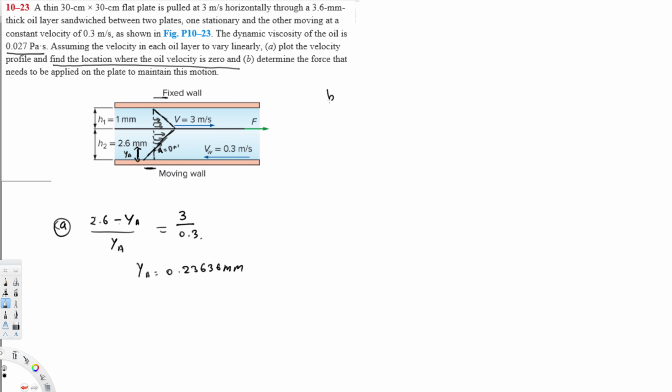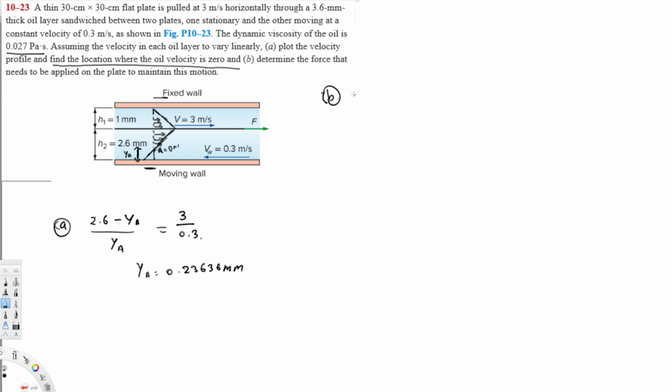Let's do the B part. They are asking to determine the force that needs to be applied on the plate to maintain this motion. To find this, I have to take the shear force in the upper direction and the shear force in the lower direction, and then combine them together, and that's going to be the force required.